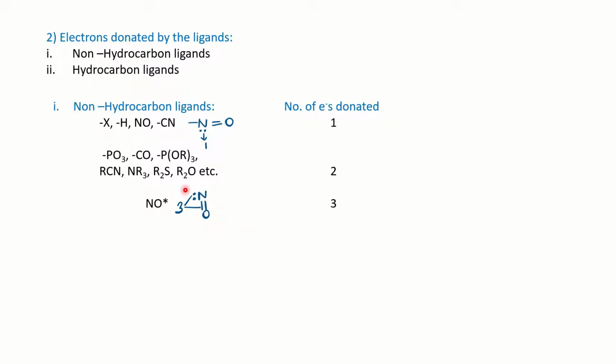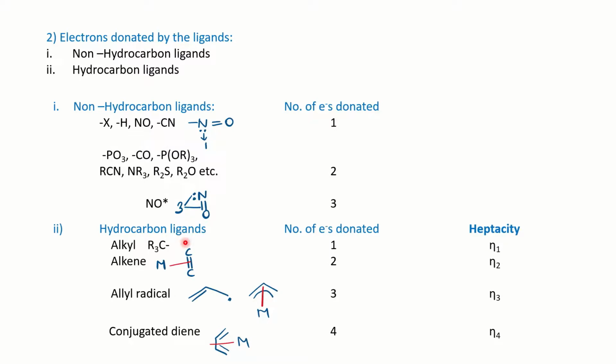So you have to learn the number of electrons donated by the respective ligand. Now the hydrocarbon ligands, where we have the hapticity term. As I told you, you should know hapticity to find out the EAN. We will start with the very first simple ligand, CH3, where 1 carbon is attached to the metal, which means 1 carbon is donating its electron. Each carbon donates 1 electron. So this alkyl group will donate 1 electron to the metal.